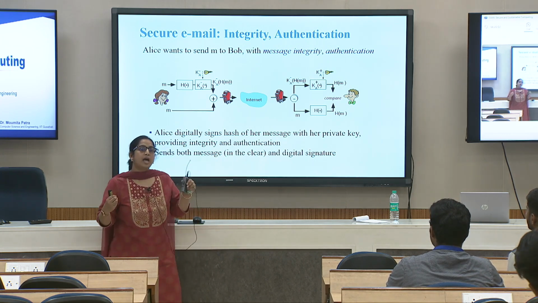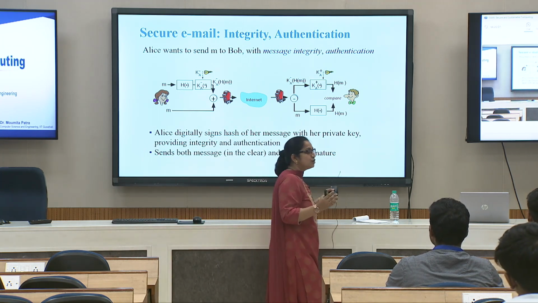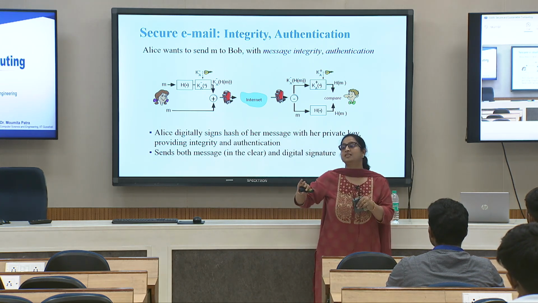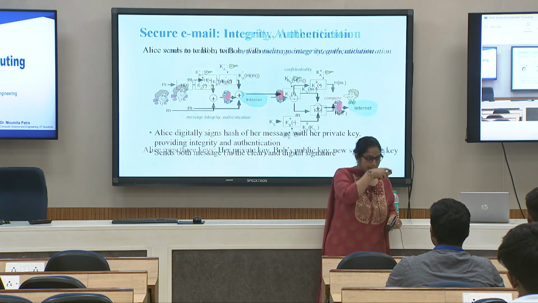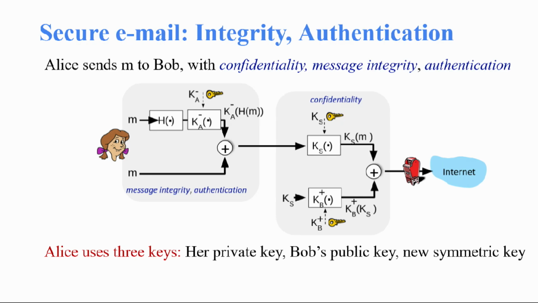Now I have to ensure all of these together when I am sending an email. So what do I have to do? I have to combine all of these things together. So what do I exactly do when it comes to confidentiality, message integrity and authentication? First, for message integrity and authentication, I will be using the hashing method. I will hash the message and then encrypt it using Alice's private key and send the actual message also together.